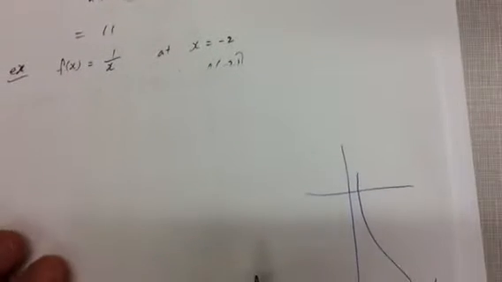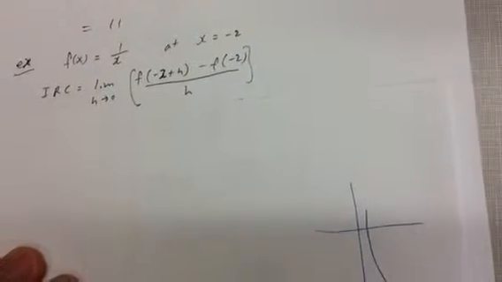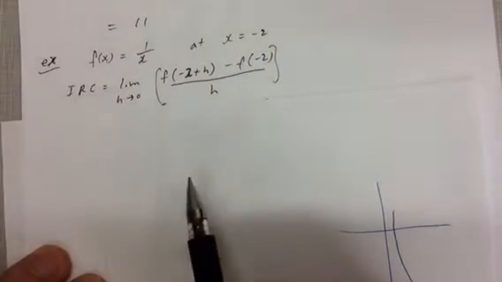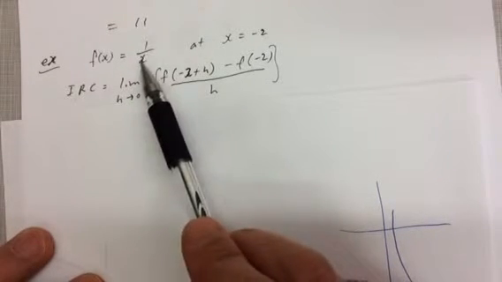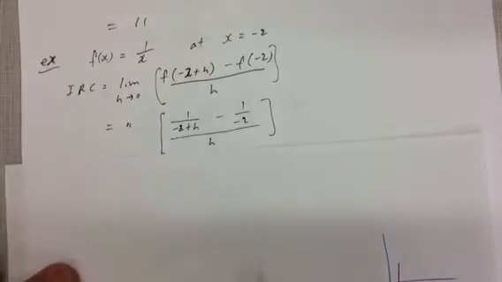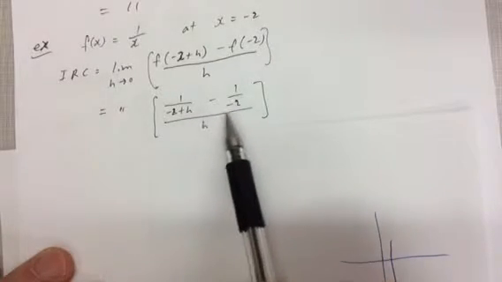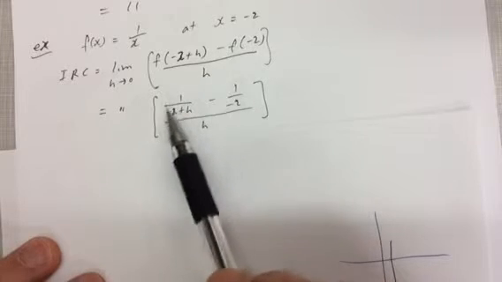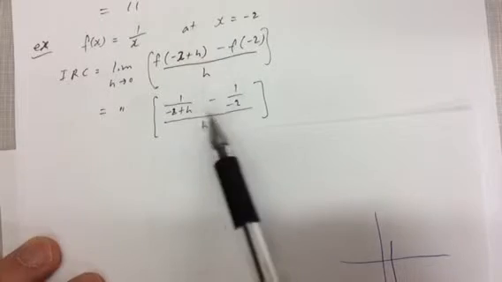Now, let's try another one here. f of x equal to 1 over x at x equal to negative 2. Again, we're going to use this formula for the instantaneous rate of change. So f of negative 2 plus h, so we're going to plug in negative 2 plus h for x, and then negative 2 for x. When we do that, we get this. Now we've got a bit of a problem. This isn't as nice as the polynomial. So the little trick that we apply when we have a rational function is we have to get a common denominator.